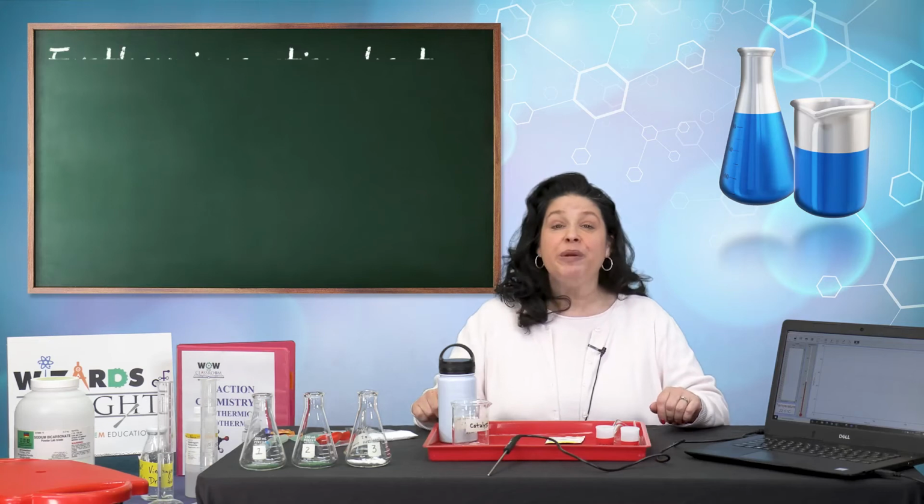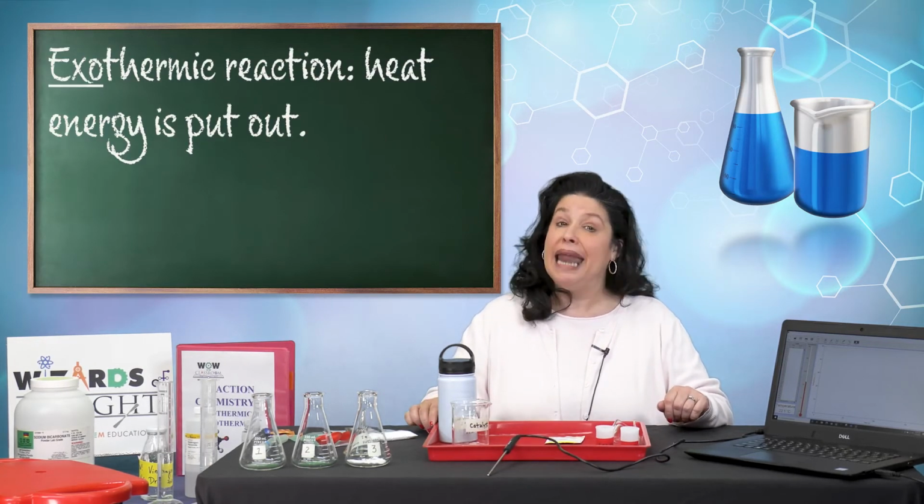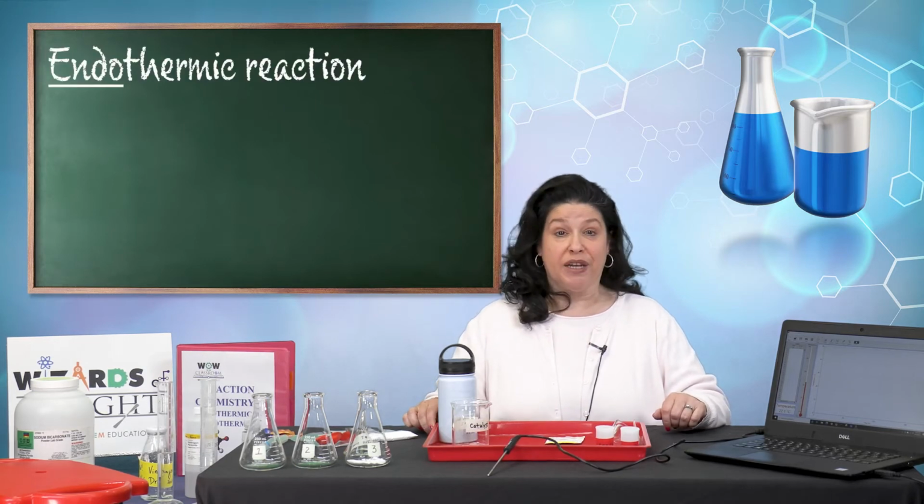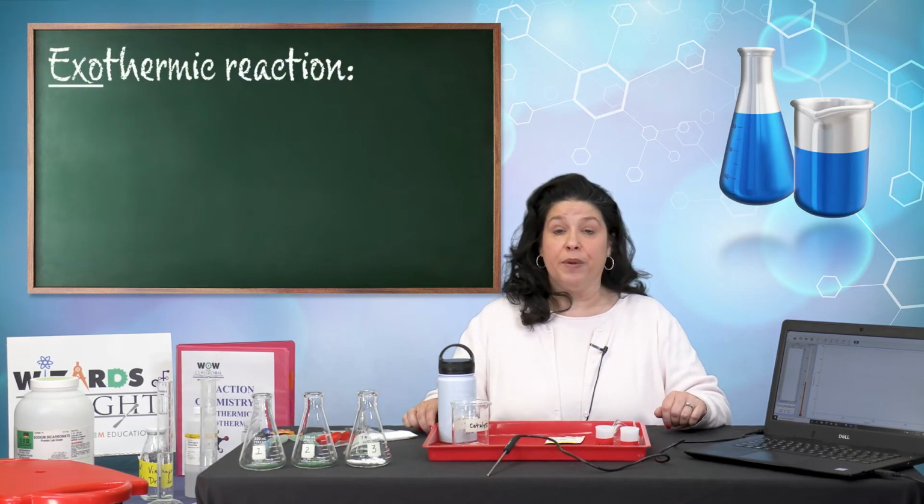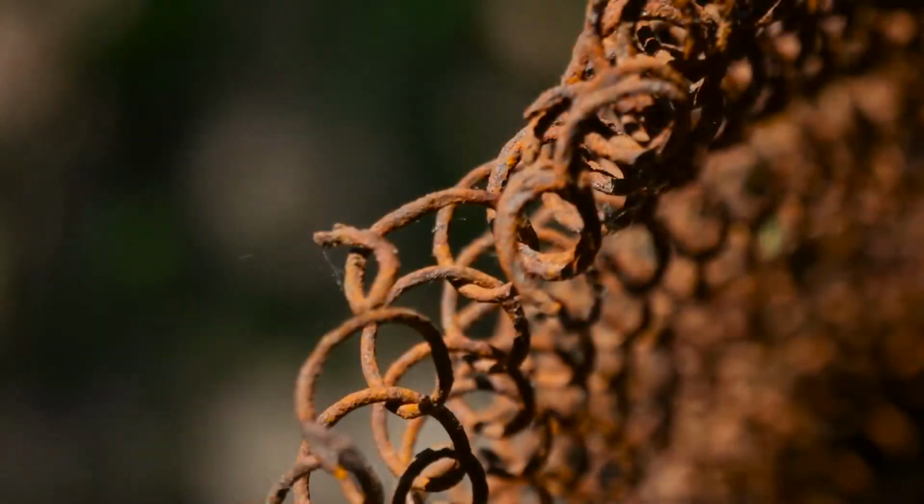Okay, we've given you an example of an exothermic reaction and shown what a catalyst can do. Now we'll show you an endothermic reaction. In the exothermic example, heat exited. This includes examples like the burning of coal, an iron fence rusting, and making ice cubes.